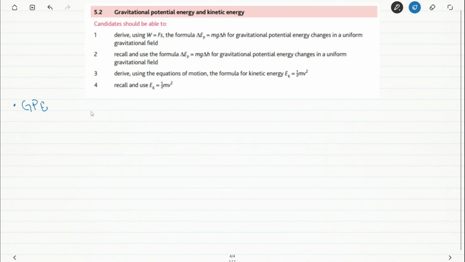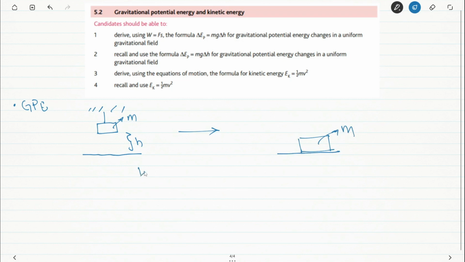So take an example here. For example, there's a string and a box hanging with it, and this is the ground, and this is height h, and this is mass m. Now what happens is the string gets cut off, right? The string gets cut off and the box comes down to the ground, right?